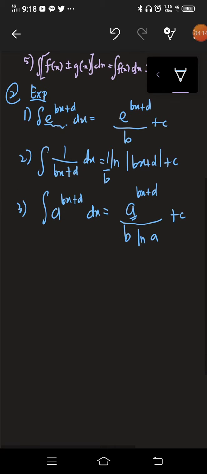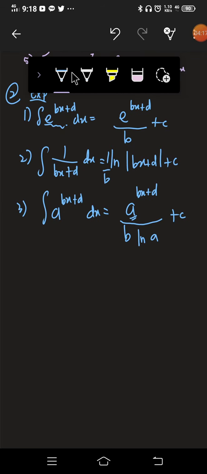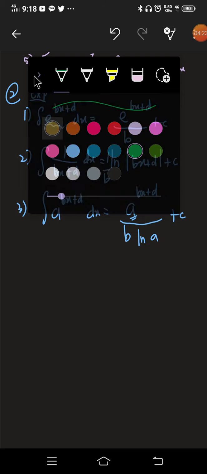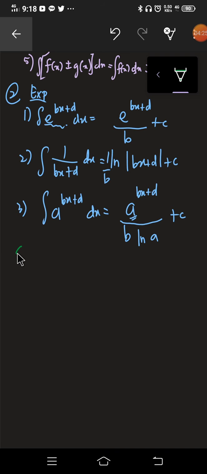Okay, move on to the next part. We have the integration of special form. What is the special form? So let's see the special form here. So we have 3 formulas for special form. So we have to recognize.